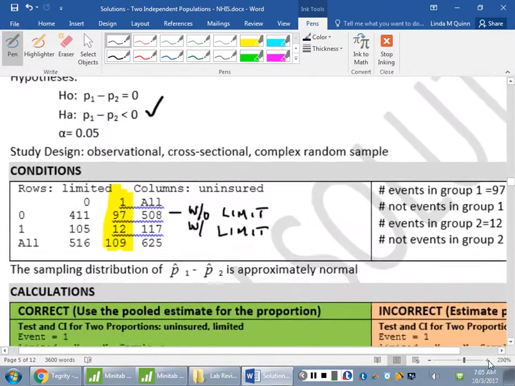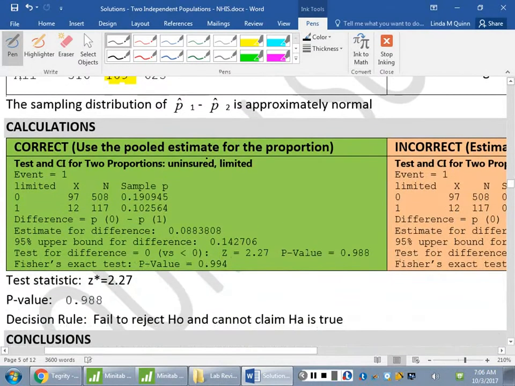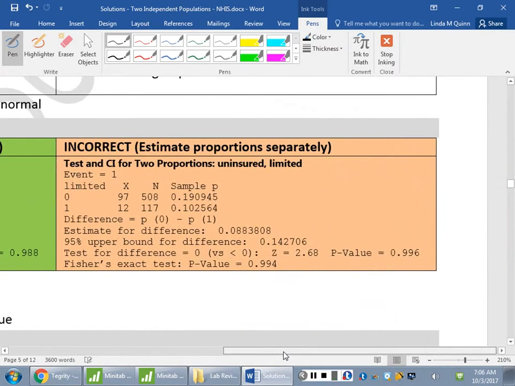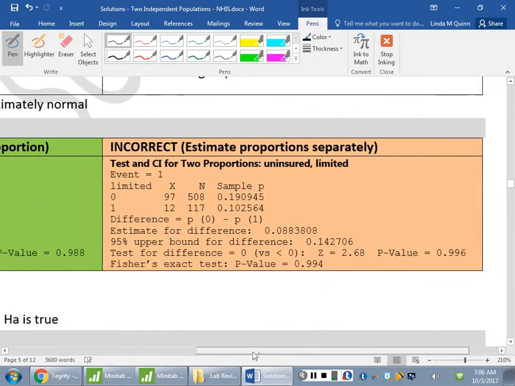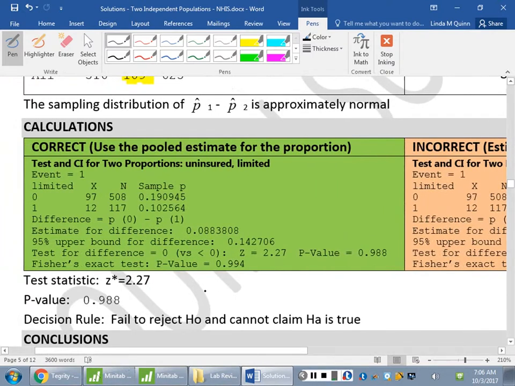So that means that if you did it correctly, if you use the pooled estimate for the proportion, you get this green output. If you did it incorrectly and you estimated them separately, you get this red output. In this case, the p-values are different. And so while you wouldn't come to a different conclusion, you are getting different statistics. Okay? So our test statistic, because we're using approximately normal, is that z statistic of 2.27. The p-value then is 0.988, which means that we fail to reject and cannot claim HA is true.